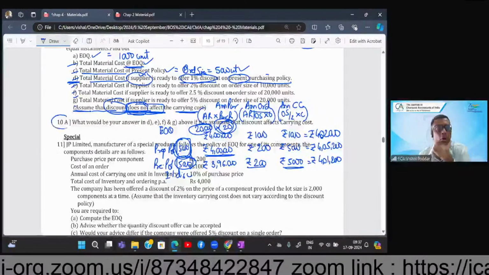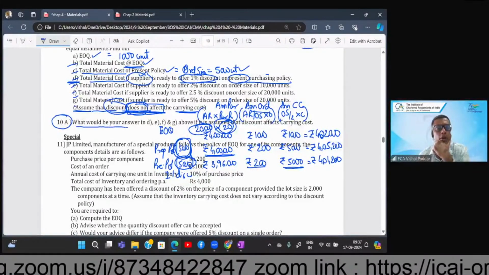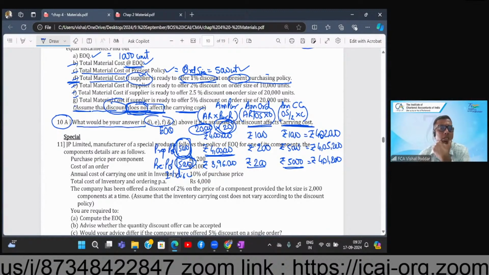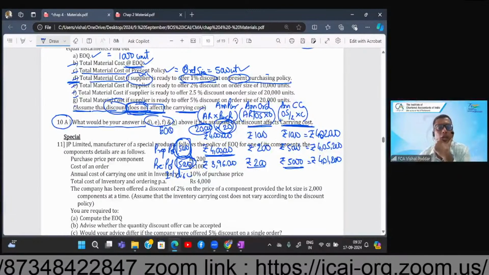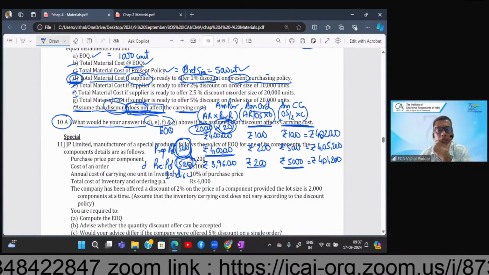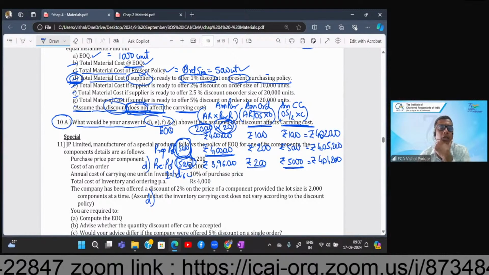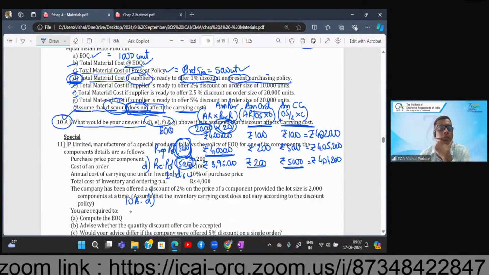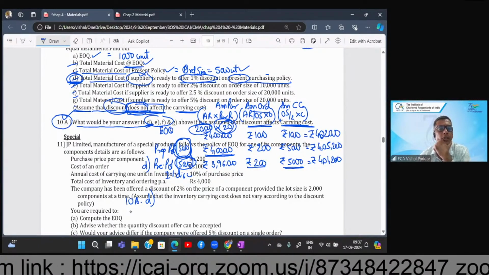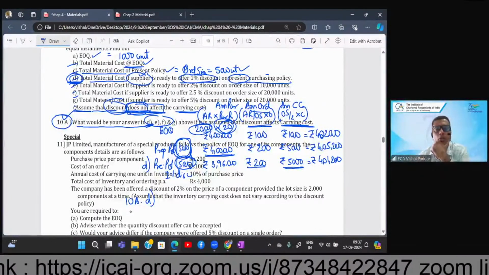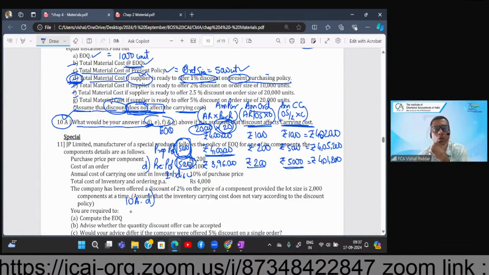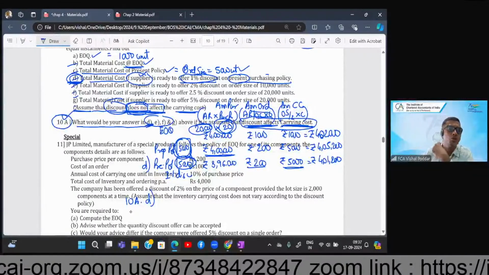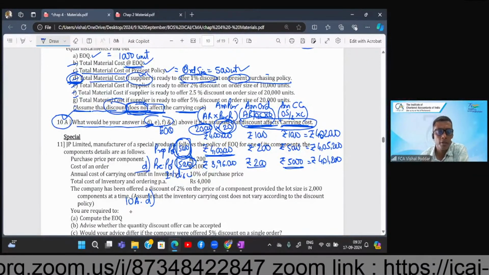Now, I've made a question 10A, which asks you what would be your answer in the above questions if assumed discount affects carrying cost. So, this answer which we computed, answer D, I'm repeating this answer D in 10A. What is 10A saying? You have to recompute all these answers A, B, C, D, E with the assumption that discount is affecting carrying cost. It means now your carrying cost has also to change if there is discount in price. So I'm repeating the same D.